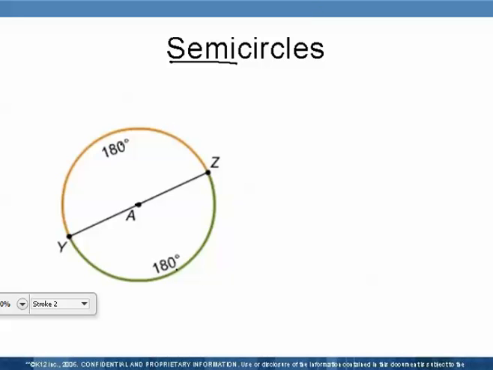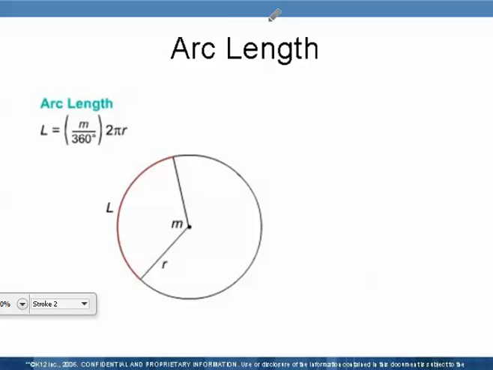Semicircle means half a circle. It means I've got two radiuses going across the circle that are dividing the circle in exact half. This angle is 180 degrees and this arc is 180 degrees. Okay? Now, the length of an arc.